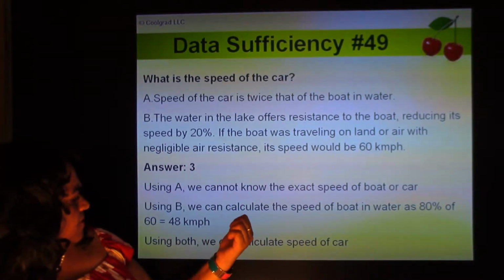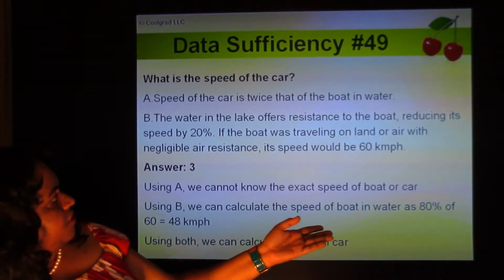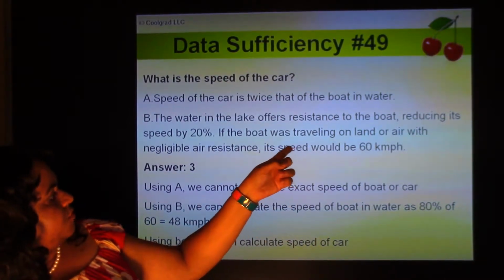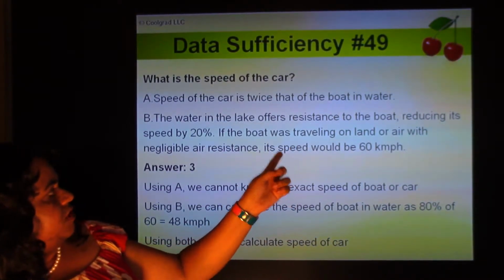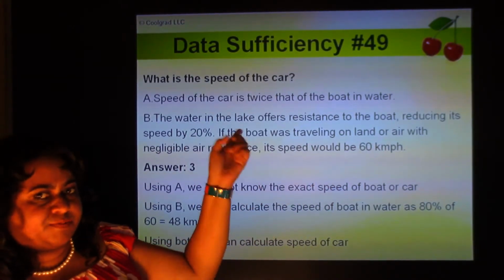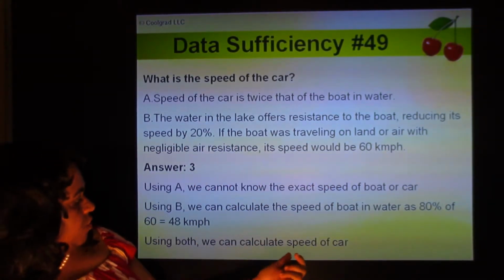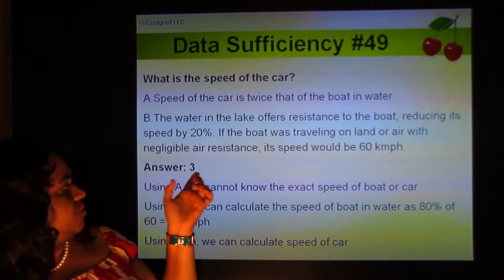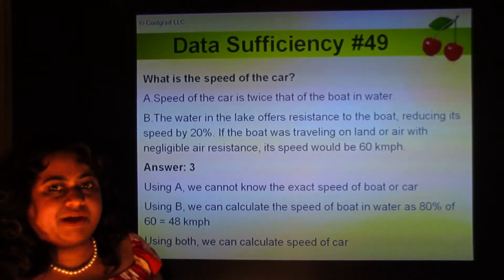So we know the speed of the boat in water, but we wouldn't know the speed of the car using B alone. But using both, we know the speed of the boat is 48 kilometers per hour and the speed of the car is twice of that. So we can calculate the speed of the car. So you need both the statements. So we pick option 3.